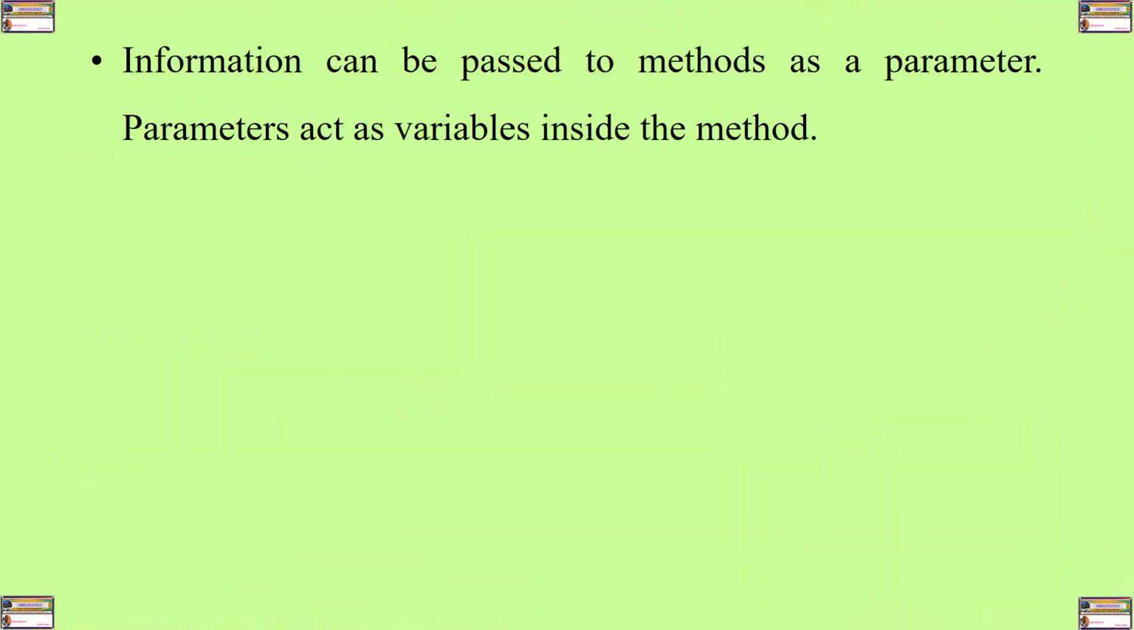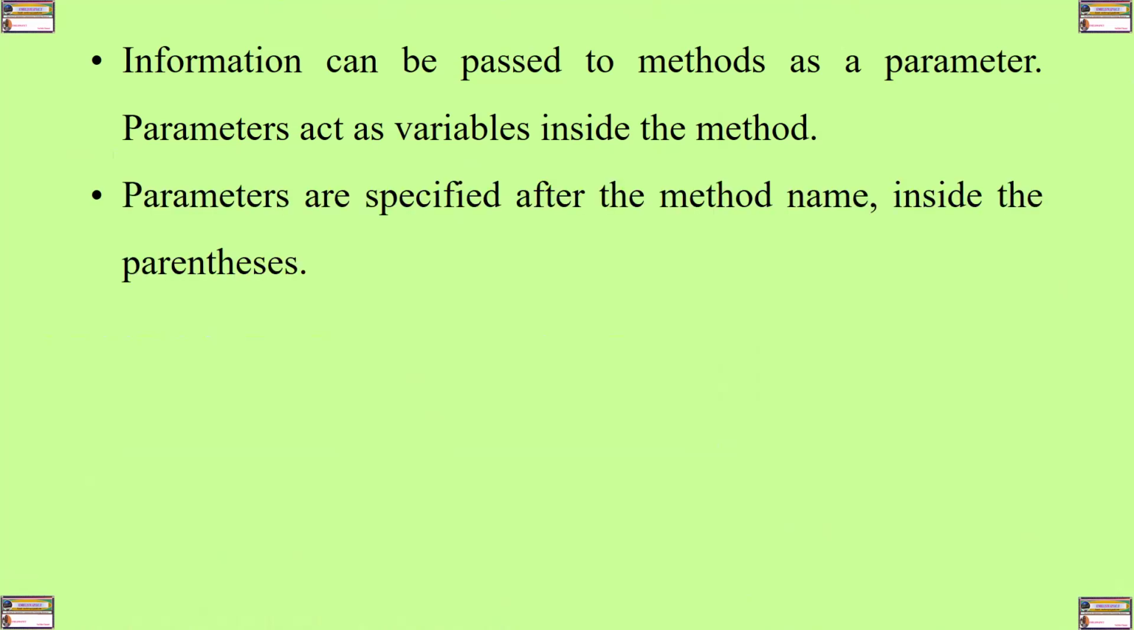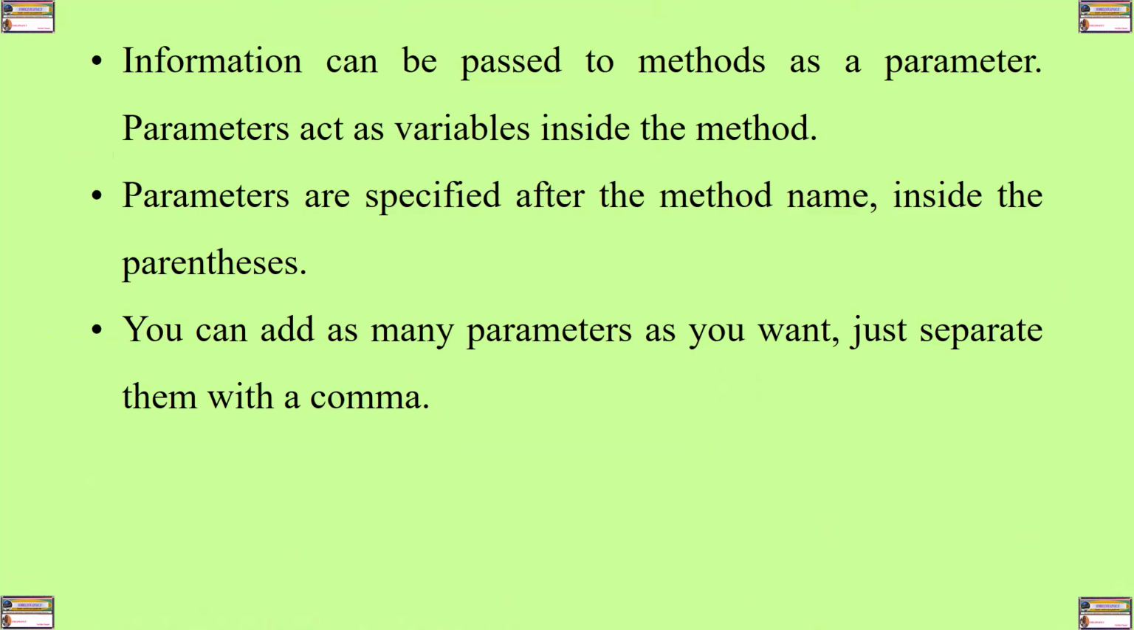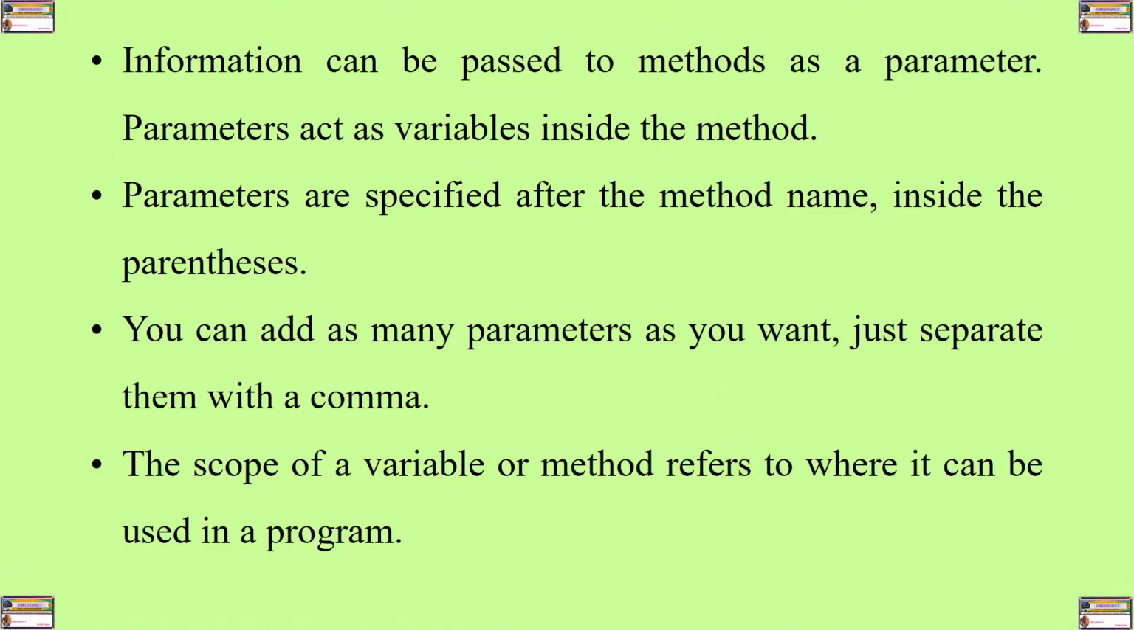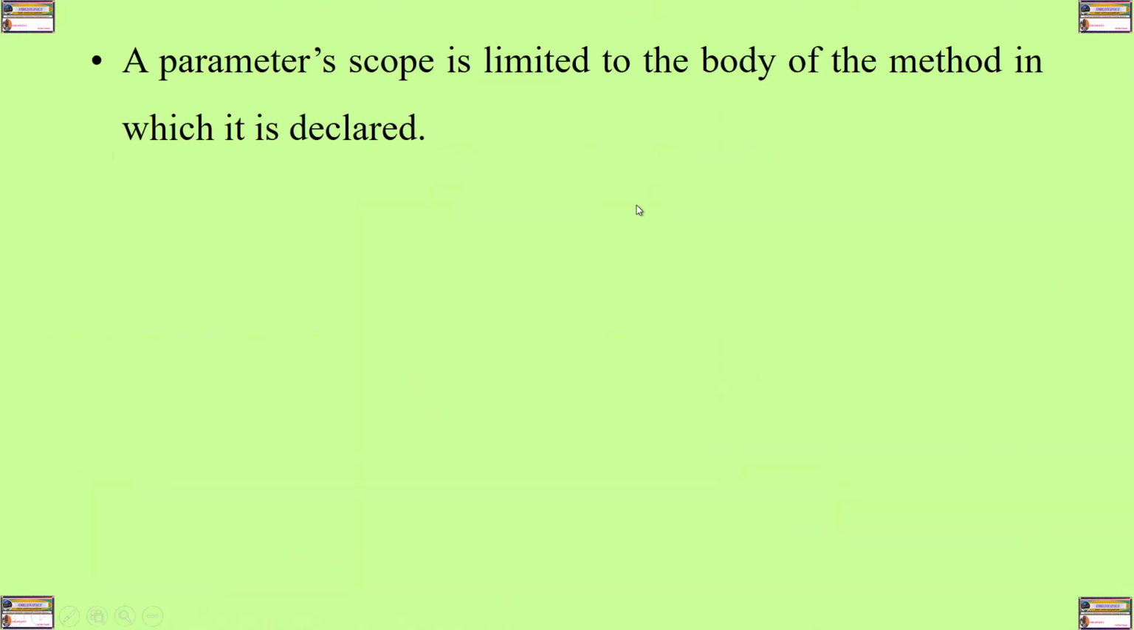Information can be passed to methods as a parameter. Parameters act as variables inside the method. Parameters are specified after the method name inside the parentheses. You can add as many parameters as you want, but you just need to separate each of them with a comma. The scope of a variable or method refers to where it can be used in a program.